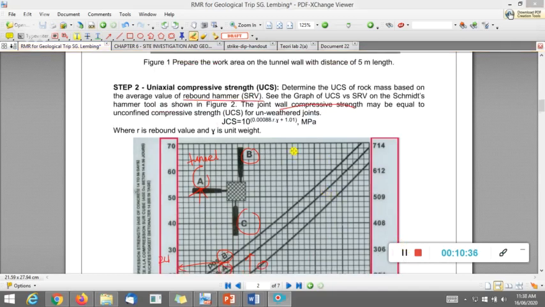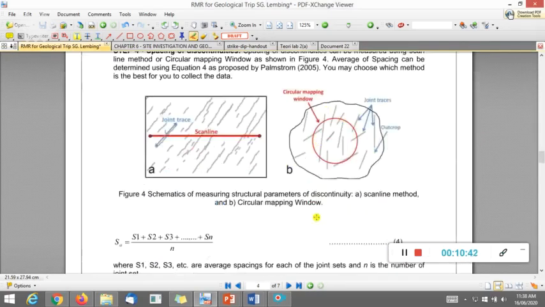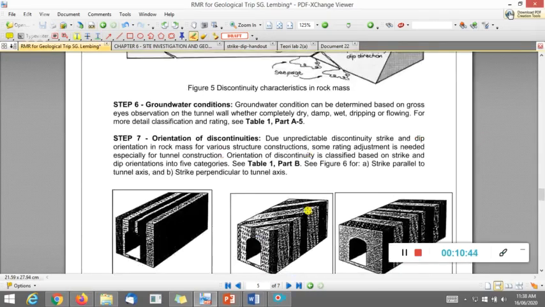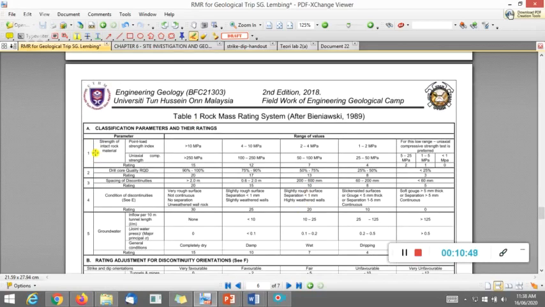Let's say after you have got some numbers, you need to give a rating based on table 1. This is table 1 because this is the first parameter: shear strength of intact rock material. As you can see, there are two methods: the point load strength test, which, if you still remember, is lab 3, and the UCS. So you need to refer to this one.